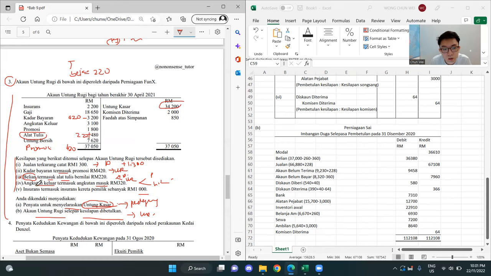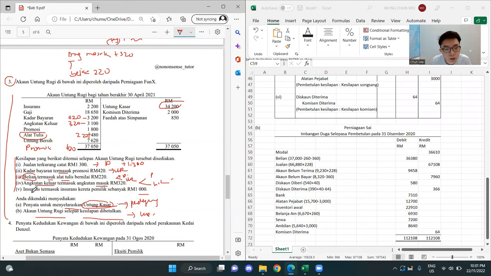Okay. Angkutan keluar termasuk angkutan masuk. 320. So, angkutan keluar termasuk. So, same thing. You take out 320. And then you put it into angkutan masuk. Put here lah. Angkutan masuk. There is 320.